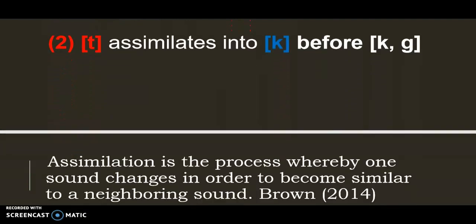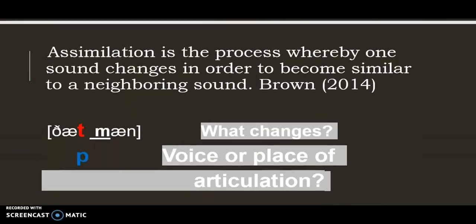There are different types of assimilation. Let's go back to the definition of assimilation. This is another definition by a different author. Assimilation is the process whereby one sound changes in order to become similar to a neighboring sound. A neighboring sound is a sound that is next to it. If we analyze one of the changes we have just seen, what changes? Let's compare the original sound and the one that takes its place.